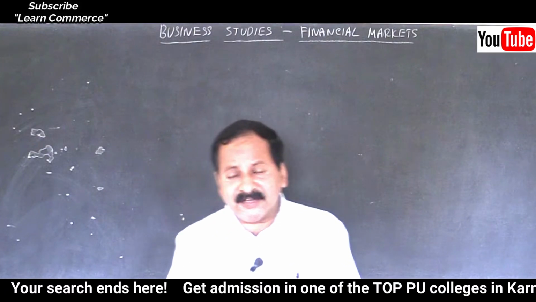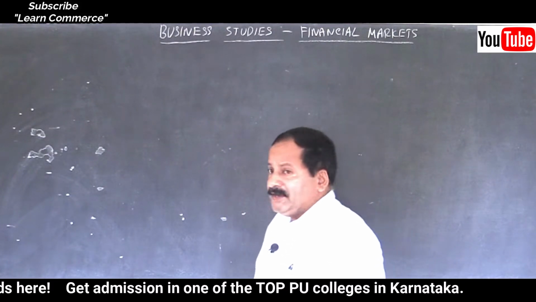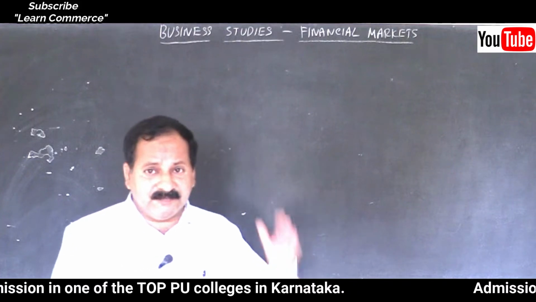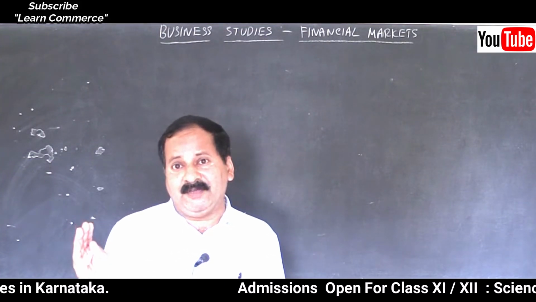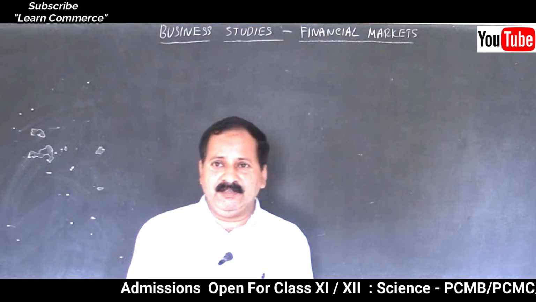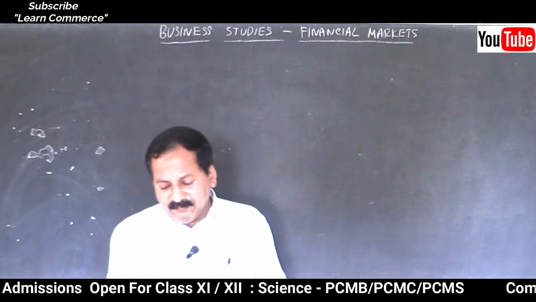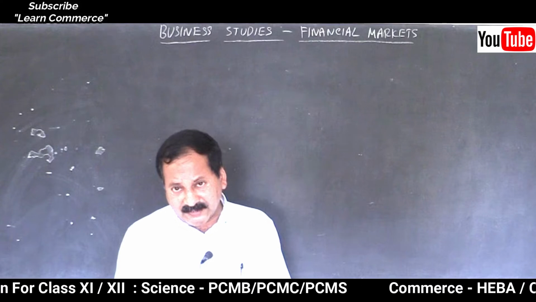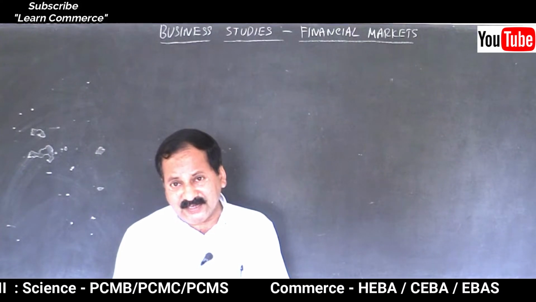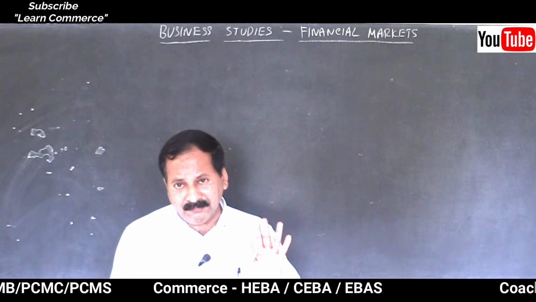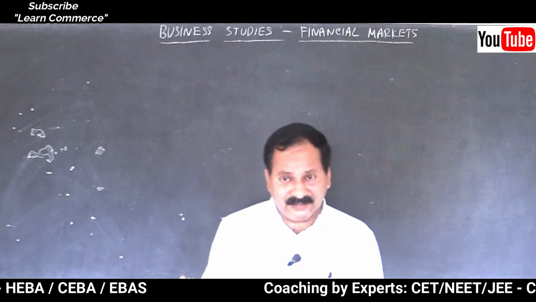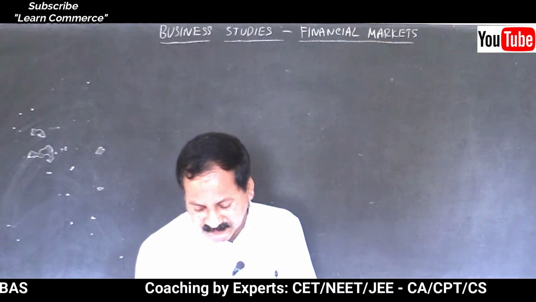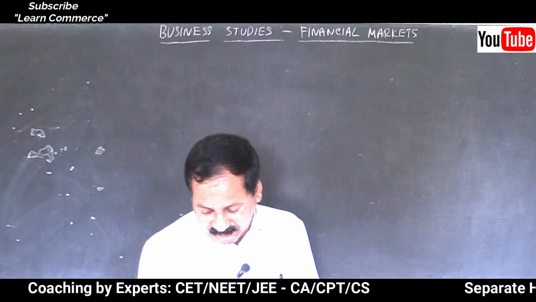See, financial market can be divided into two categories. First one is money market, the other one is capital market or financial market. So, the basic difference is that money market is short term and financial market is long term. That is the only basic difference. Now let us study about the money market.